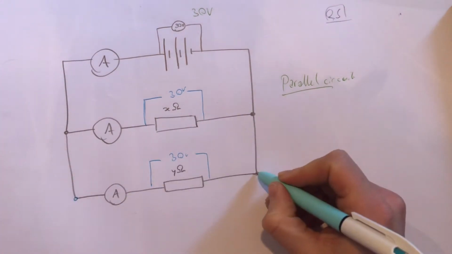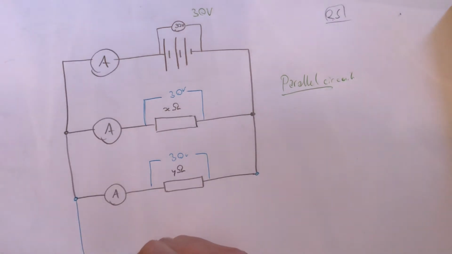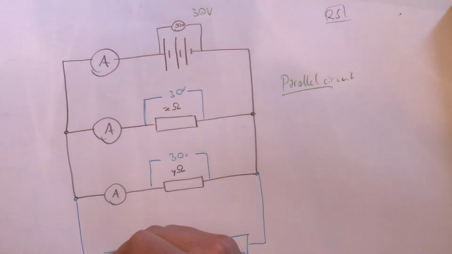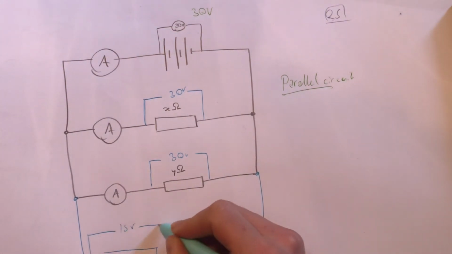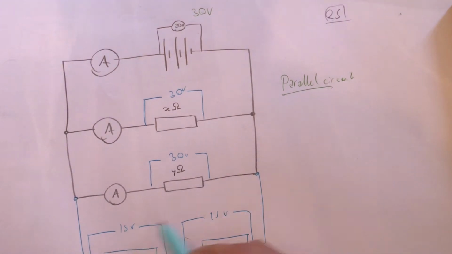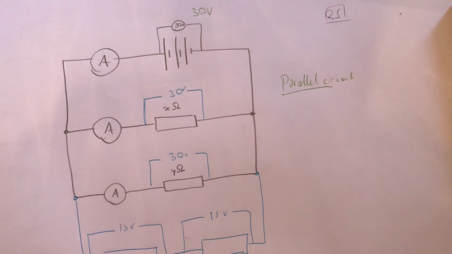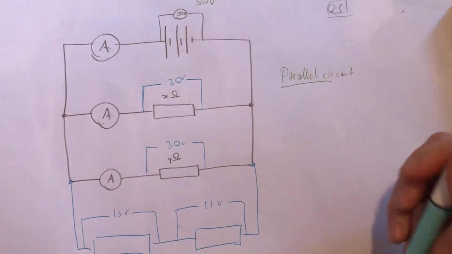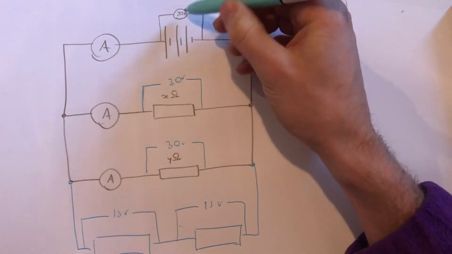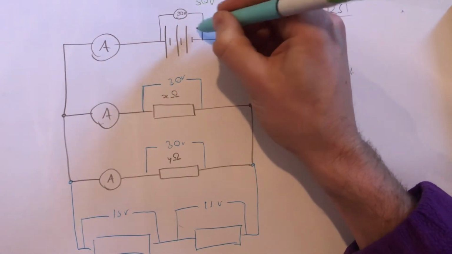If I add another branch onto that, let's say a resistor, we'll just say two identical resistors here, that means that each of those will have 15 volts, okay, because these two are in series to each other. But of course the combined potential difference for those two is going to be 30 volts, of course, right, because it's a parallel circuit.